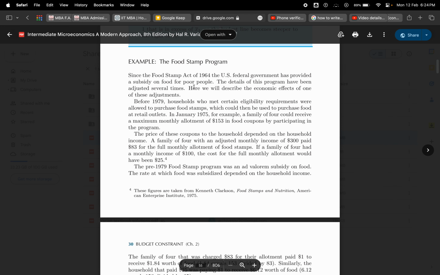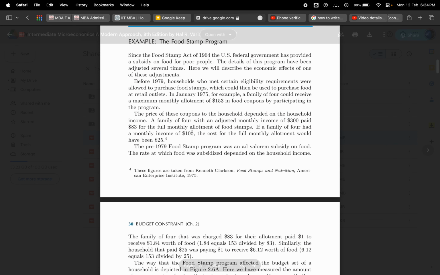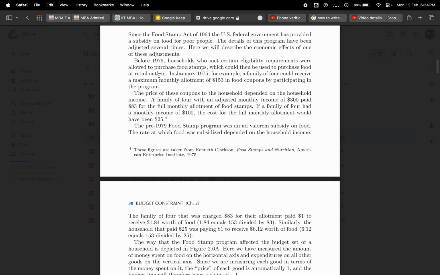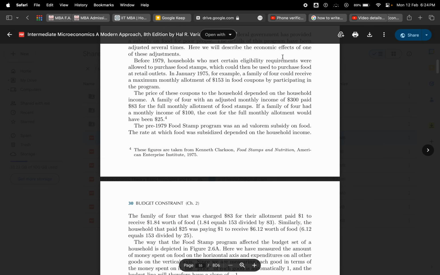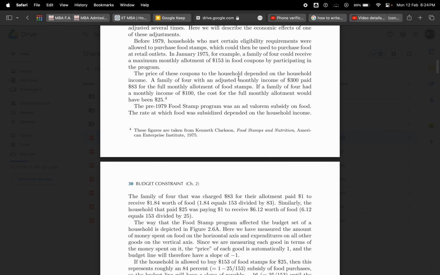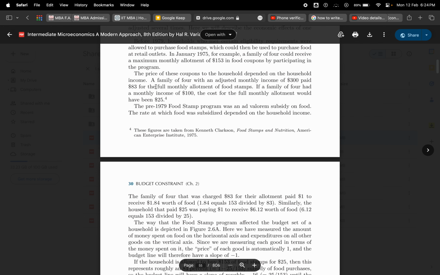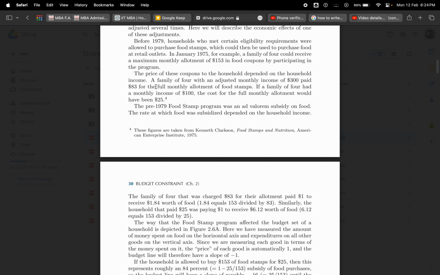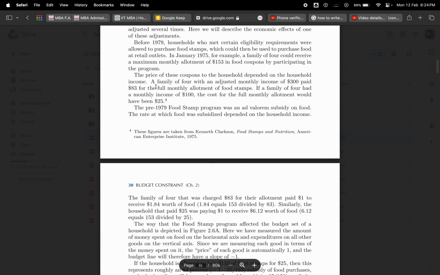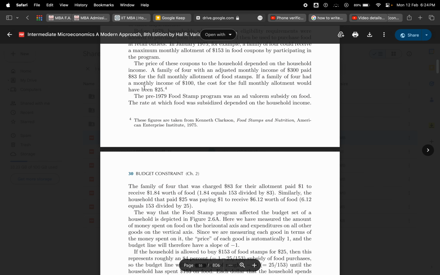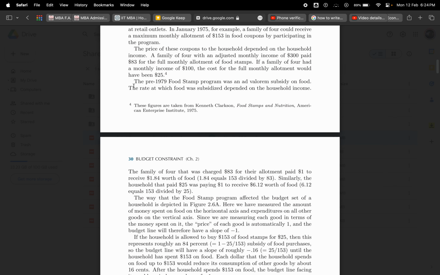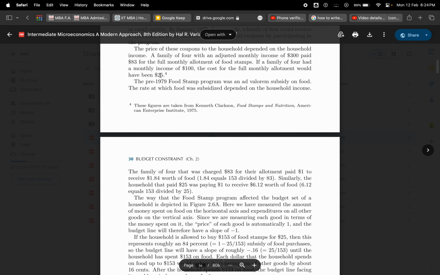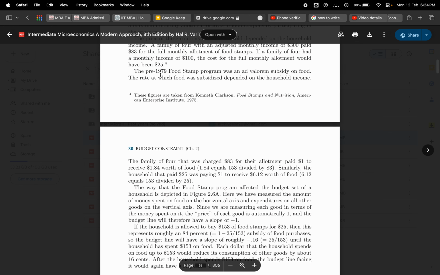There's a subsidy on food for poor people. It has been adjusted several times. Family of four. Prices, income. Okay, it depends on the income of the family. They are paid 83. The cost for the full monthly allotment would be 25.